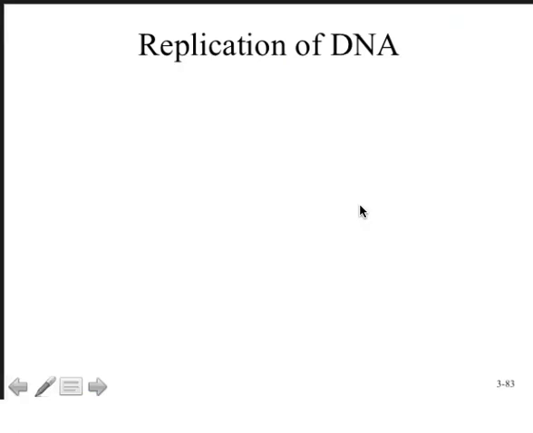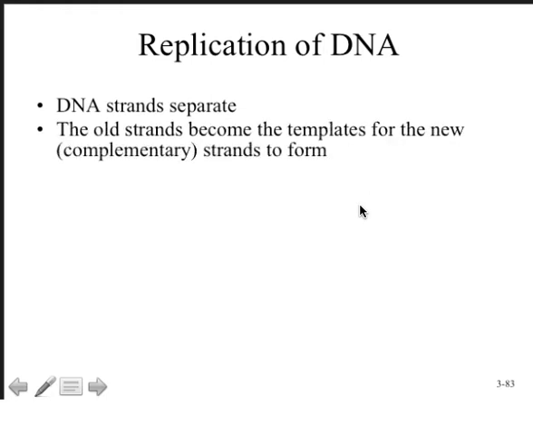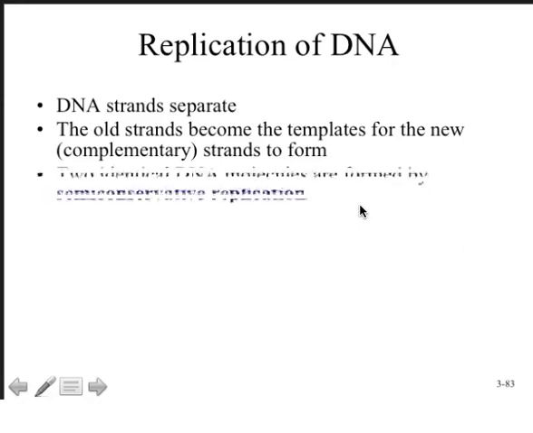Now, when the cell gets ready to reproduce its DNA, the strands have to separate. The old strands will become templates for the new strands to form, and this process is known as semi-conservative replication. What's unique about the structure of DNA is that because of its double-strandedness, and because the strands are complementary to each other in addition to being anti-parallel, when the DNA double helix unravels, each old strand contains the information that can be used by the enzymes that make new DNA, which are called DNA polymerases, to make the new strand.